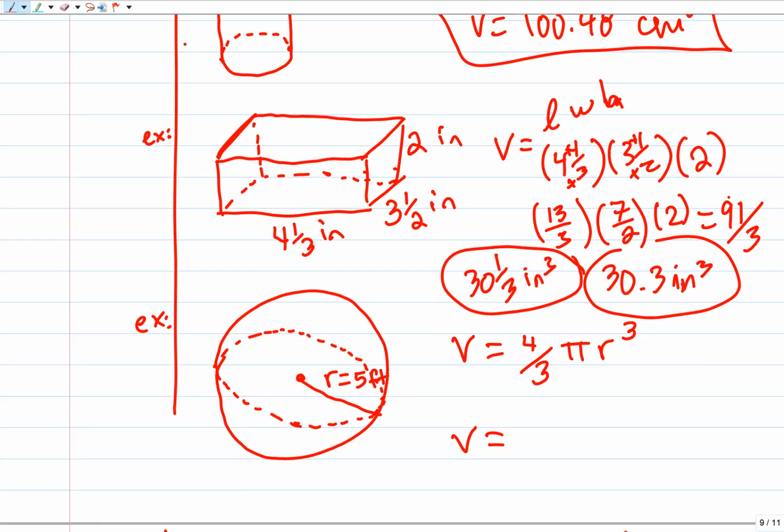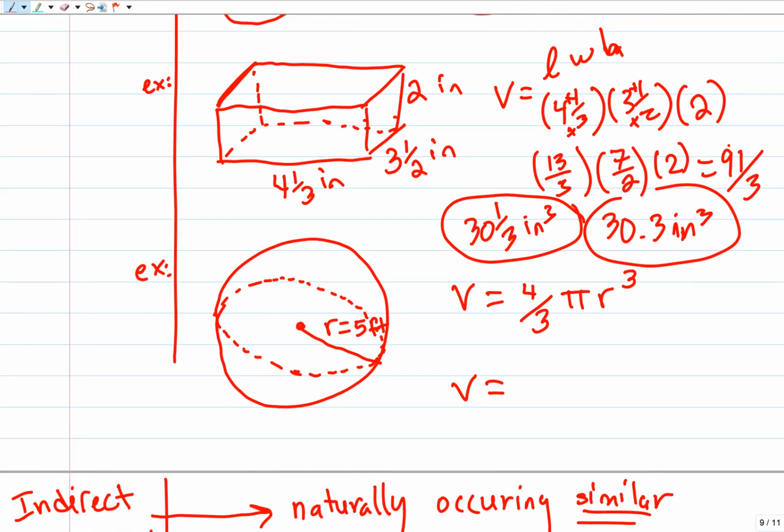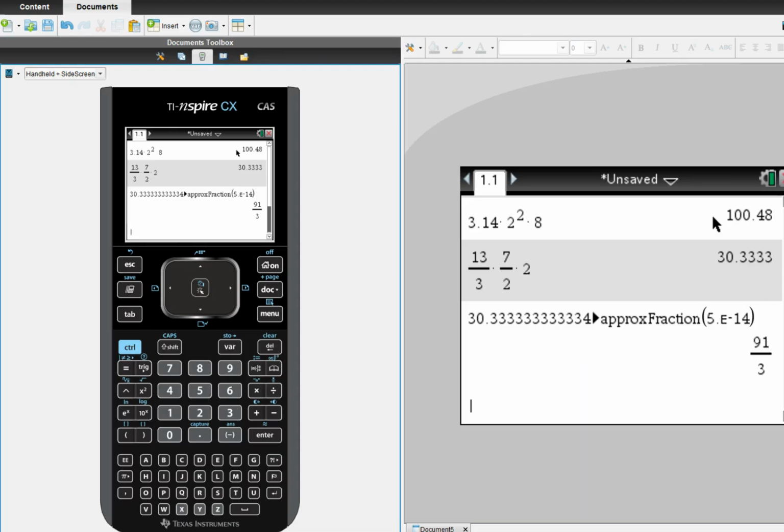We also have the volume of a sphere. This is something that they'll give to you and just expect you to be able to operate the formula. Well, if I have a sphere with a radius of 5 and the volume is 4/3 pi r cubed, then it would become what? 4/3 pi times the radius 5 cubed.